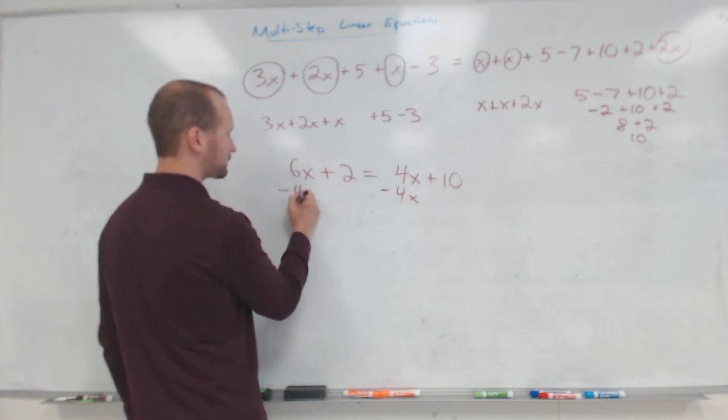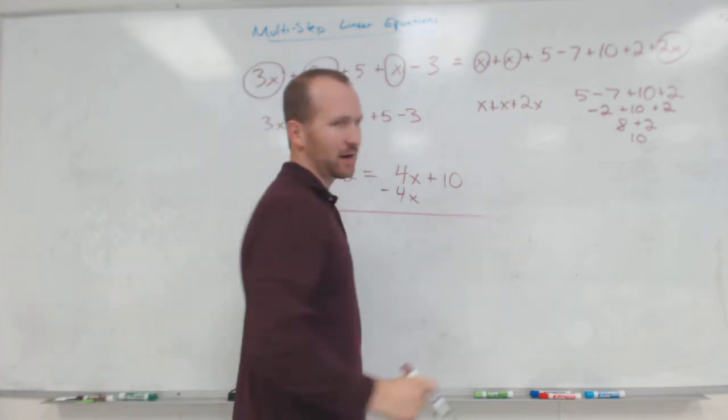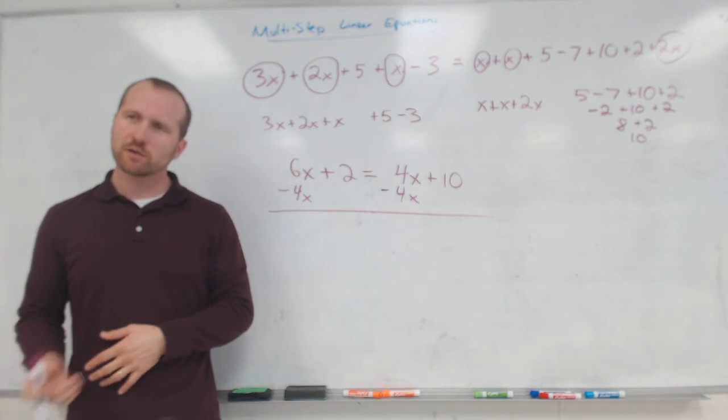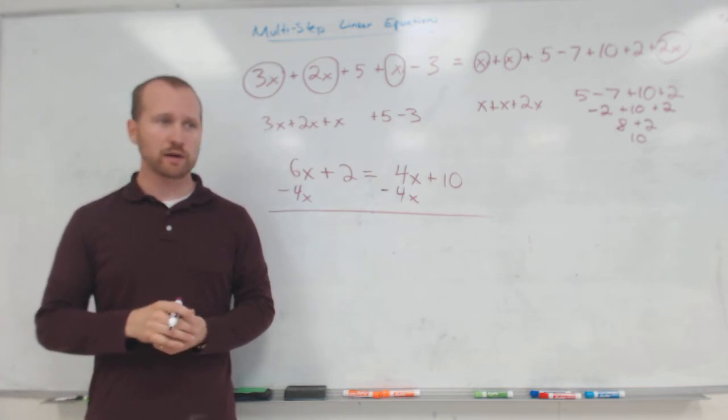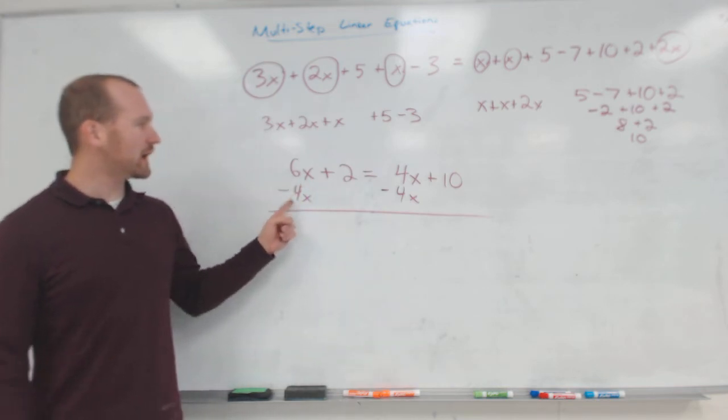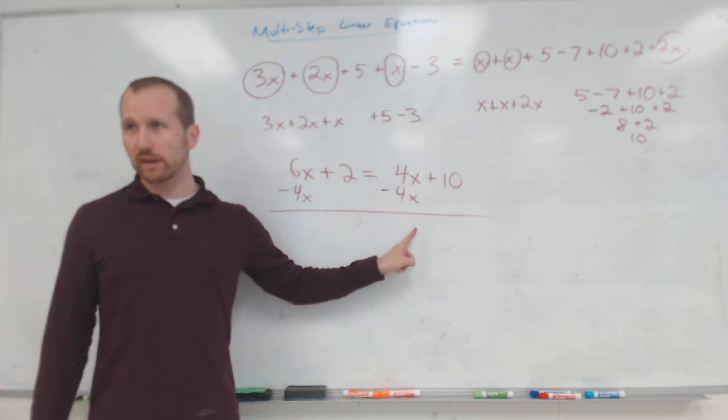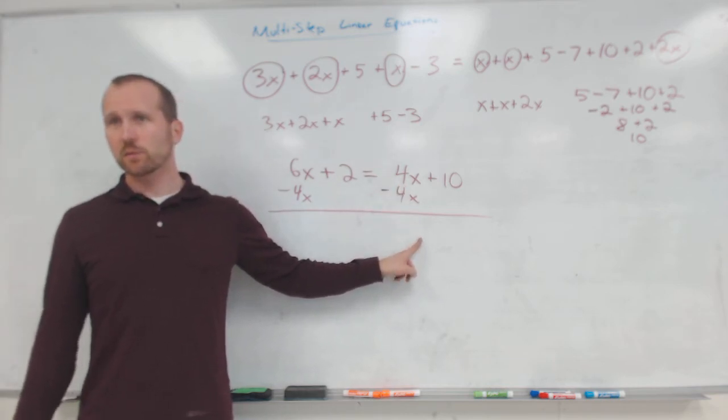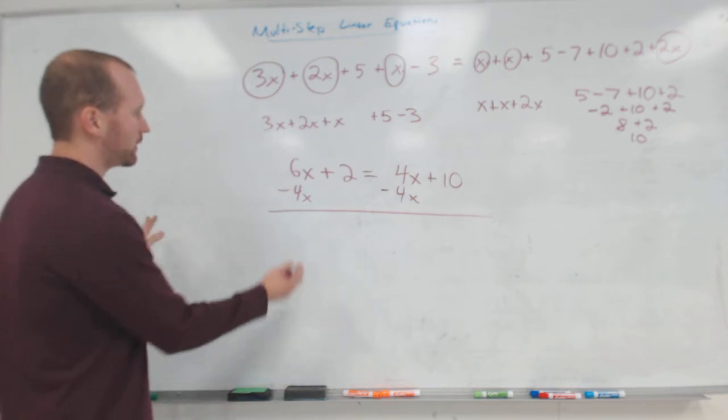Does it matter? The real answer is no. It doesn't actually matter. You can get rid of whichever x you want to get rid of. But if we subtracted 6x, we would end up with a negative number of x's. So we're going to have fewer negative numbers.